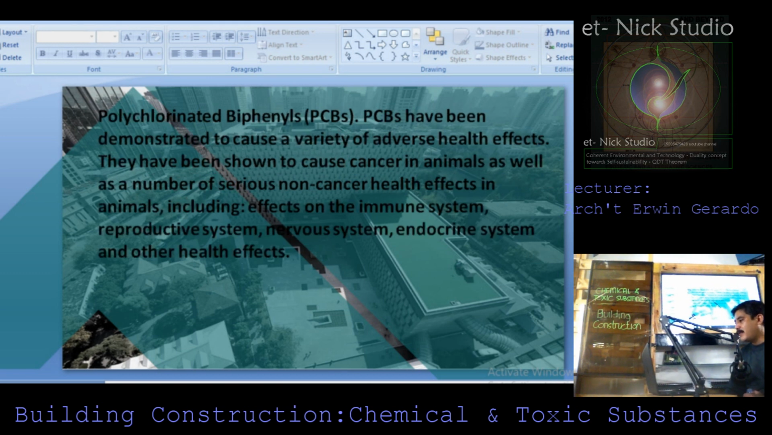Polychlorinated biphenyls, known as PCBs. PCBs have been demonstrated to cause a variety of adverse health effects. They have been shown to cause cancer in animals as well as a number of serious non-cancer health effects in animals, including effects on the immune system, reproductive system, nervous system, endocrine system, and other health effects.